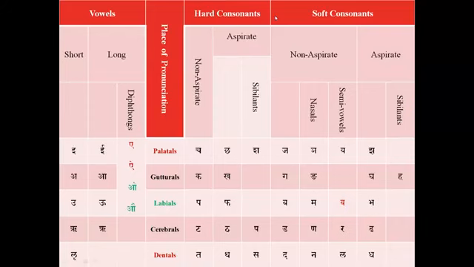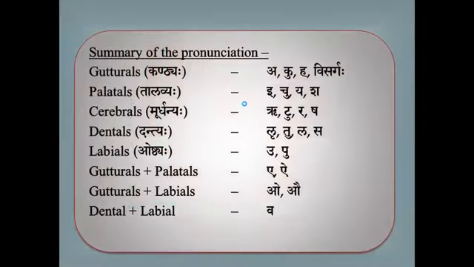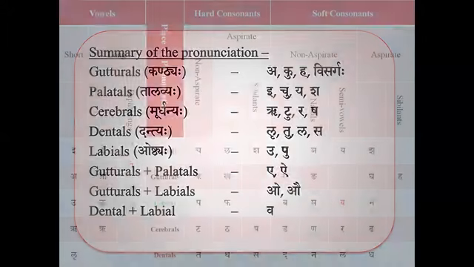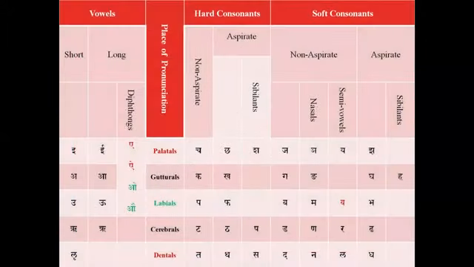We have seen just now, I showed the summary of the place of pronunciation. You can see here A-I, the combination of two sounds, guttural and palatal, starts from the throat and ends with the palate. Similarly, O and O starts from the throat, ends with the lips. Therefore, they are conjunct vowels, otherwise called diphthongs.